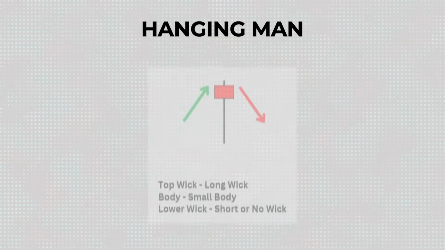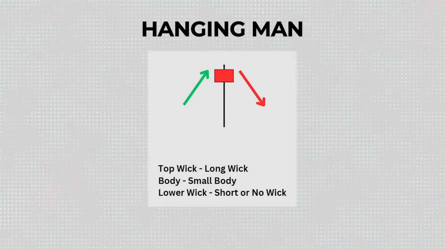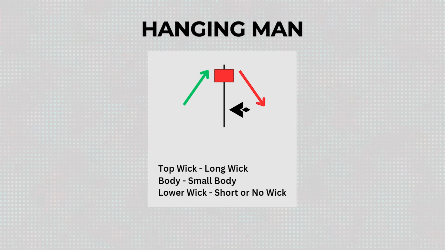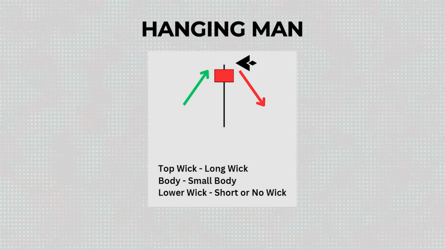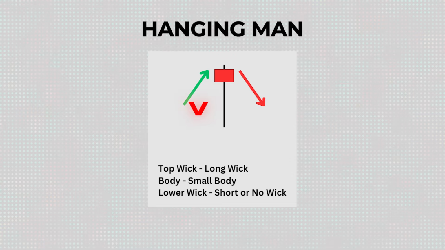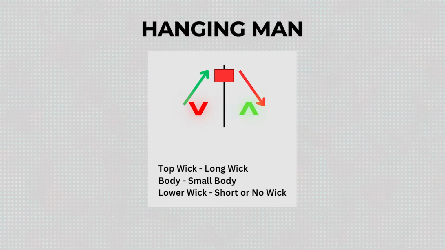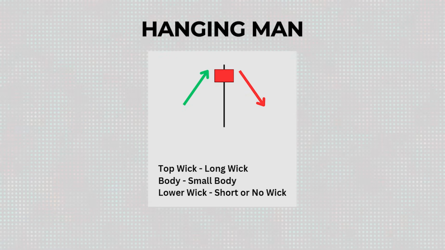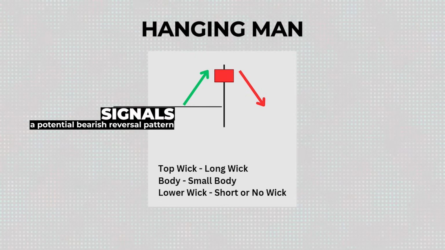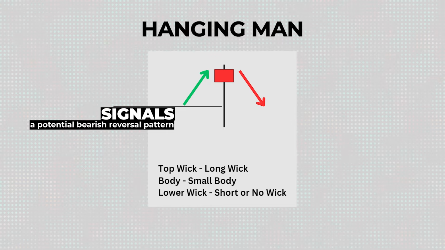The hanging man is the bearish counterpart to the inverted hammer. It has a small body, a long lower wick, and little to no upper wick. It indicates that the sellers drove prices down significantly during the session, but buyers managed to push the prices back up near the opening level. It appears at the top of the uptrend, suggesting the selling pressure is increasing and signals a potential bearish reversal.